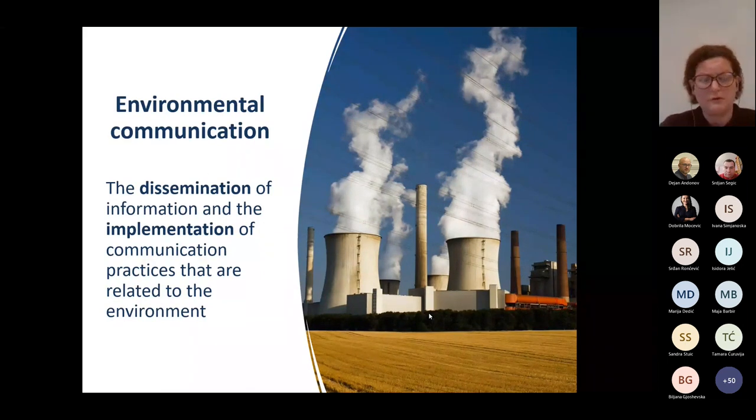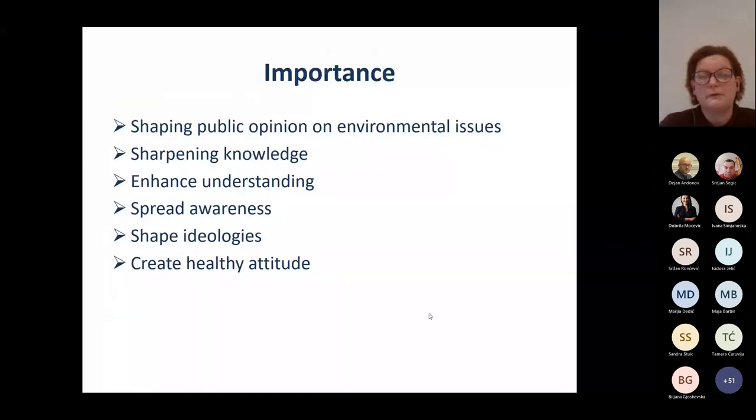One major part of environmental journalism is what we call environmental communication. This is a broad term, but as you can see on the PowerPoint, it concerns the dissemination of information and the implementation of communication practices that are related to the environment. Environmental communication is of great importance. It shapes public opinion on pressing environmental issues nowadays. It sharpens the knowledge of everyone, including scientists. It enhances understanding in order to spread awareness and to create healthy attitudes and behaviors in relation to the environment.